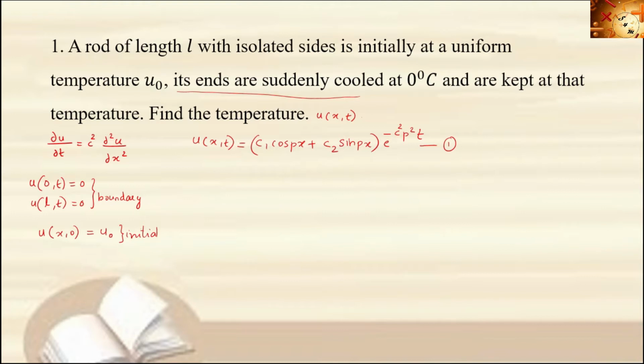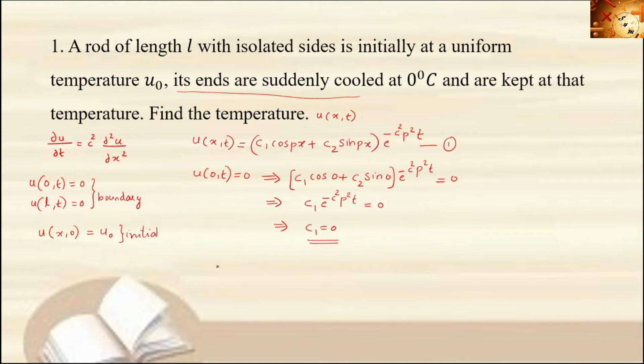Here we are applying the boundary conditions. First of all, u(0,t) equal to 0, which means put x equal to 0 in equation 1. So we have (c1 cos 0 plus c2 sin 0) into e raised to minus c squared p squared t is equal to 0. So cos 0 is 1, sin 0 is 0. So we have c1 into e raised to minus c squared p squared t is equal to 0. Here we have c1 is equal to 0 because the exponential is not always 0. So we have c1 is equal to 0.